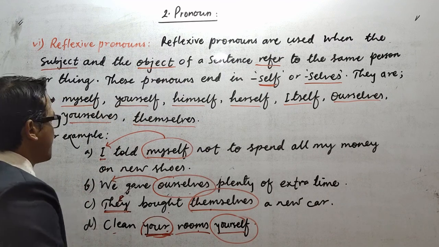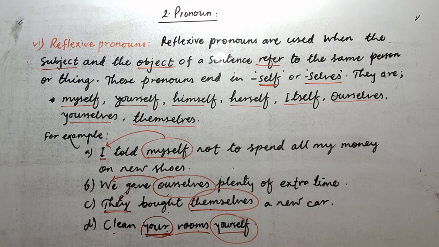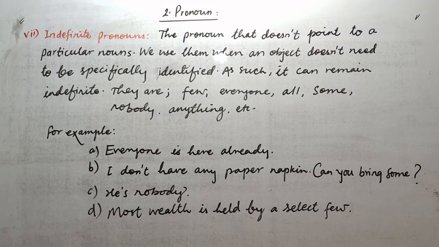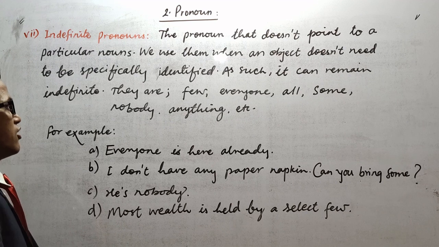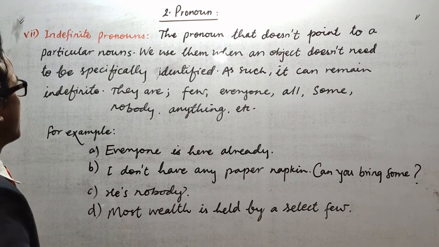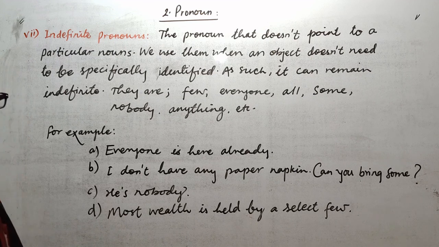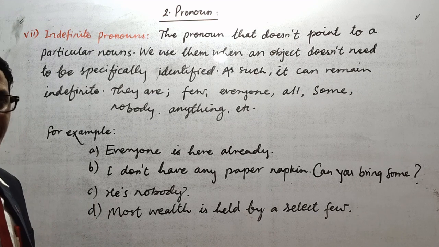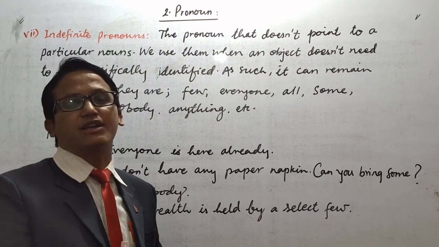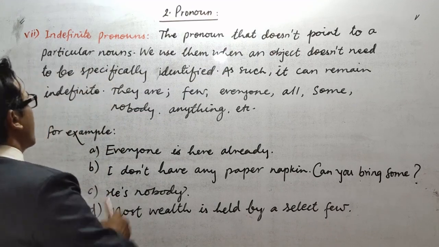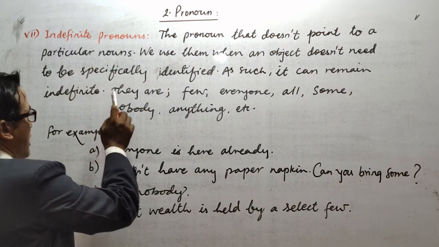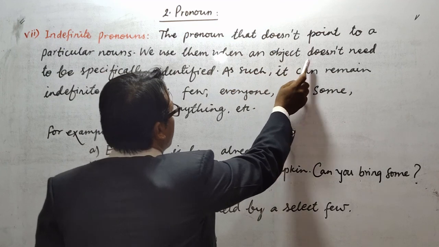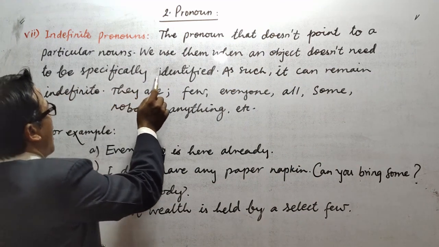Now I am going to the next. Now I am going to describe indefinite pronouns. So this is the last kind of pronouns. So what is an indefinite pronoun? Indefinite means that it is not fixed, not particular, not special. That is indefinite, non-definite. So that's why it is a pronoun that does not point to a particular noun. We use them when an object does not need to be specifically identified.